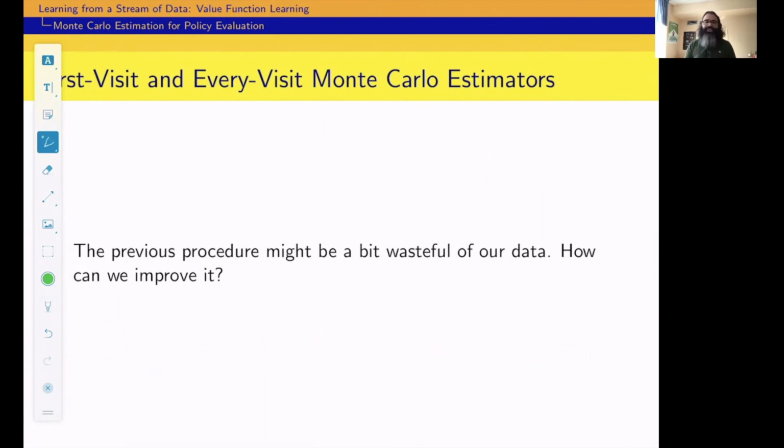The first visit updates only the first time that we get to that state. And if we get to that state a second time, it doesn't update. Okay, so maybe I try to draw it.